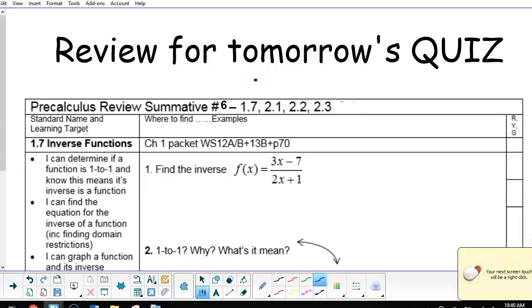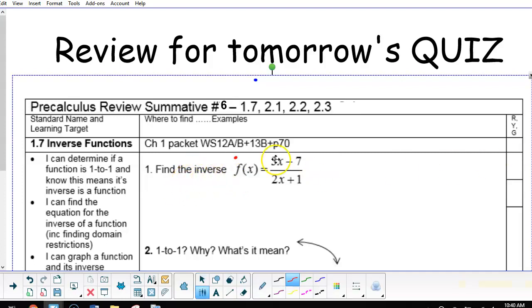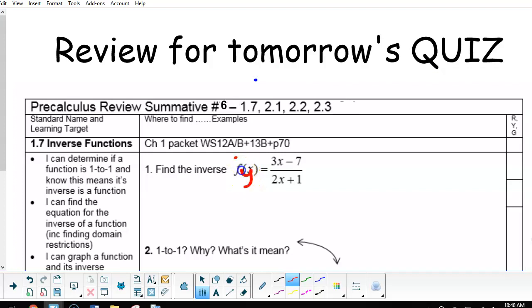So we talked about this one yesterday. What should we do to start this one? I think we did one of these in this class. I can't remember for sure. We did it right at the end. Right at the end, we kind of reviewed this concept. F of x is really y, and then we go ahead and switch all the x's and y's.